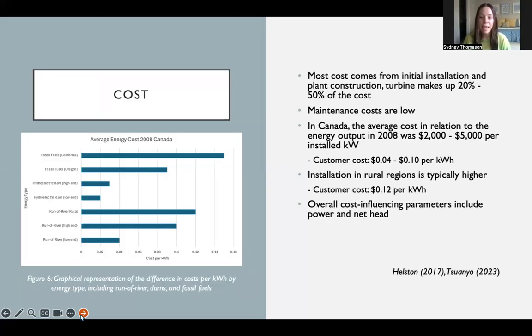In Canada, the average cost, sorry, my cat just jumped up on here.